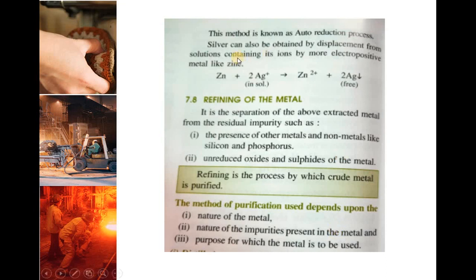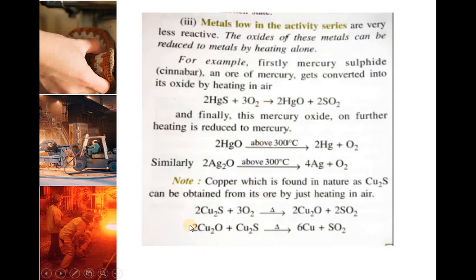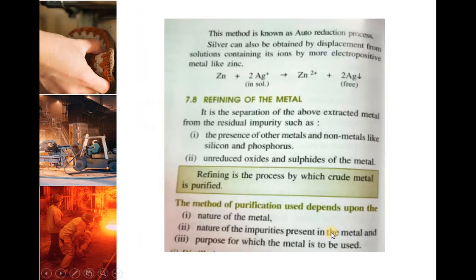Now this method is known as the auto reduction process. In this method, copper sulfide is first converted into copper oxide, and then copper oxide is reacted with copper sulfide to give you copper plus sulfur dioxide. This is called the auto reduction process.